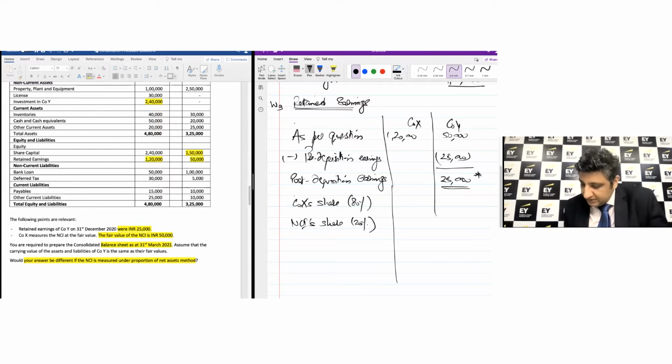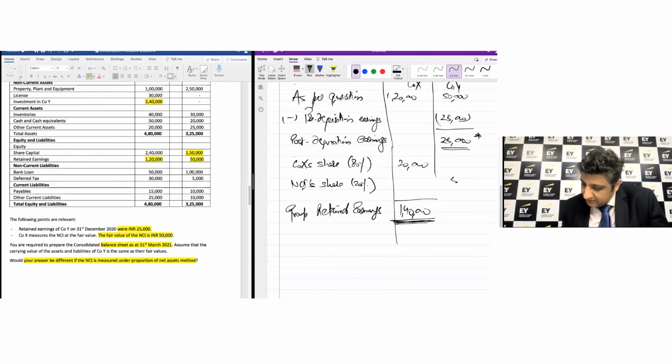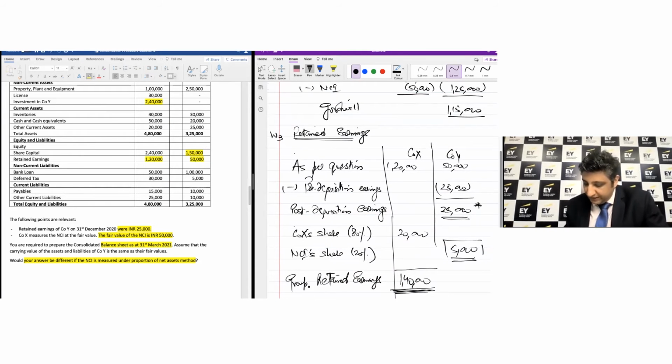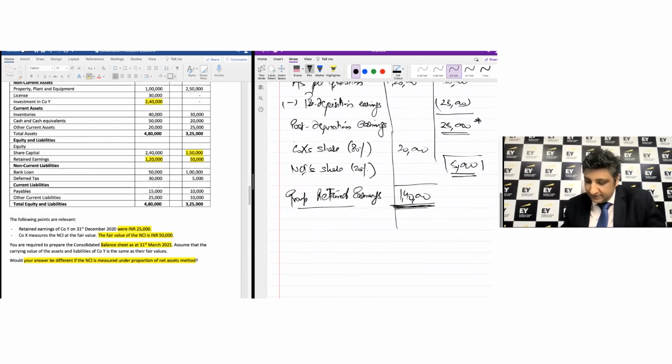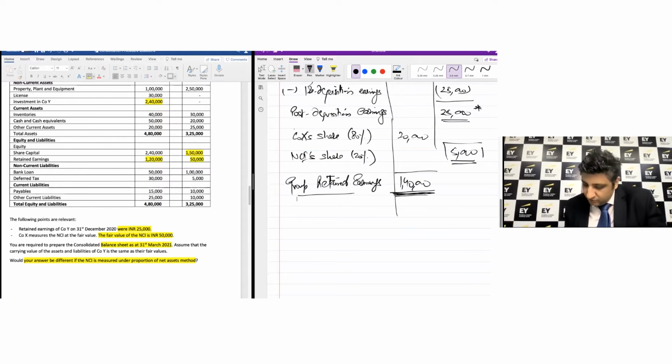Okay, we need to bring this 80% here in the column of company X, and this total would give me group retained earnings, right? So this 1,40,000 becomes my group retained earnings. NCI's share, of course, will be added in the NCI's value itself. Okay, that 5,000 will come over there. So the entire objective of doing this working is to arrive at the group retained earnings there.